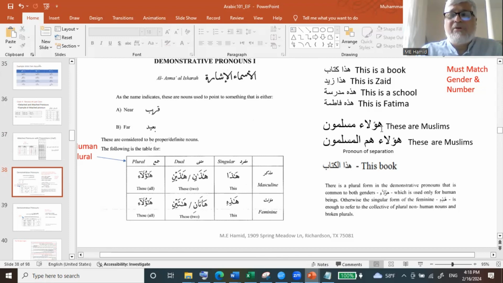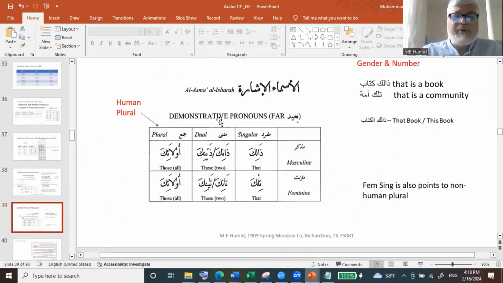"Haulai Muslimun." If you want to say these are Muslims, "haulai Muslimun," these are Muslims. Sometimes we write "haulai humul Muslimun." This is an advanced topic. We'll not go there. That will be a little extra advanced. We'll come to that later on, and also discuss it at a later stage. So, 418, we can go one more stuff quickly.